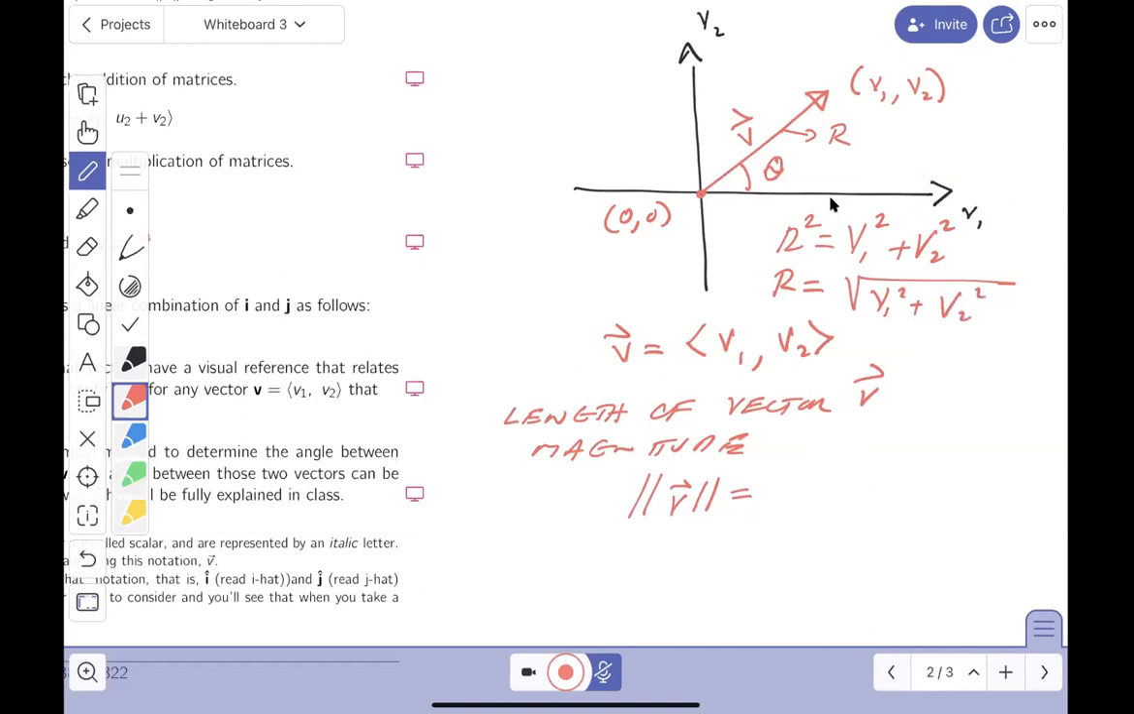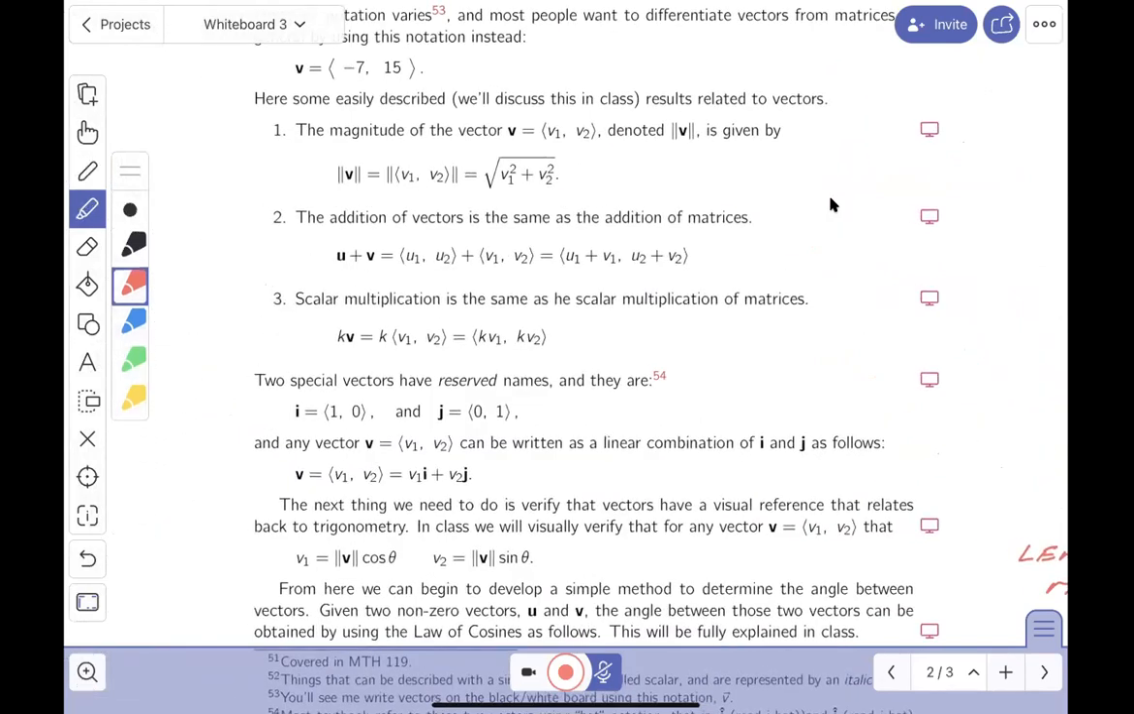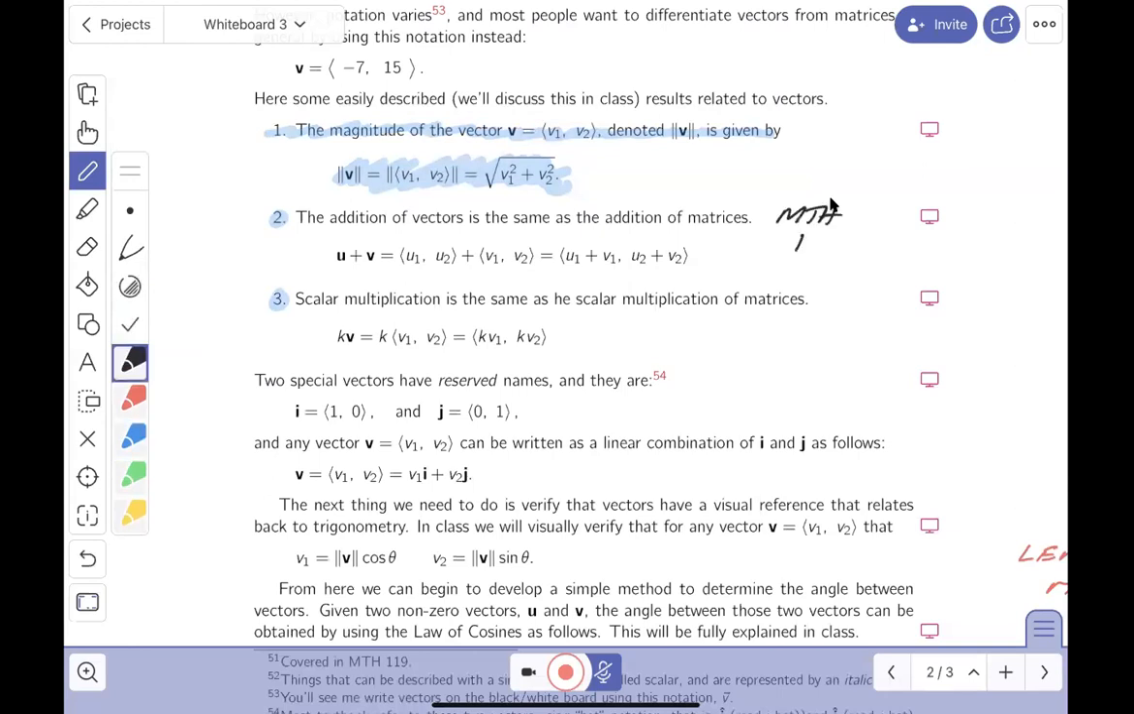Let's write that down for you. Let's go over here. I want to point out where it is in your notes. Right there. The magnitude of vector V is given by... All right, I want to point out number 2 and number 3 are important, but it is identical to what you did in Math 119 with matrices. There's no difference. All right, let's go through this.